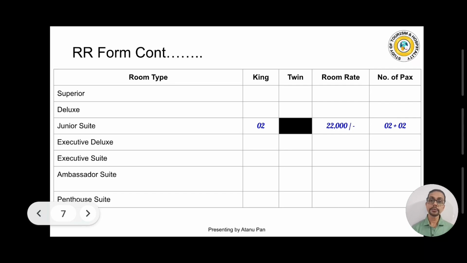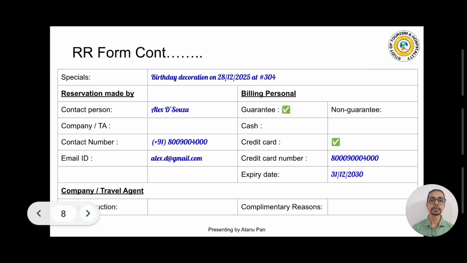Okay, if a room has a larger capacity, for example the ambassador suite, which has 2 bedrooms, 4 persons can be accommodated. So if 4 persons are booking one ambassador suite, then we will write 4 there. So we will write on the basis of the number of persons that can be accommodated in the guest rooms. Okay, that's done, and we'll go to the last part.